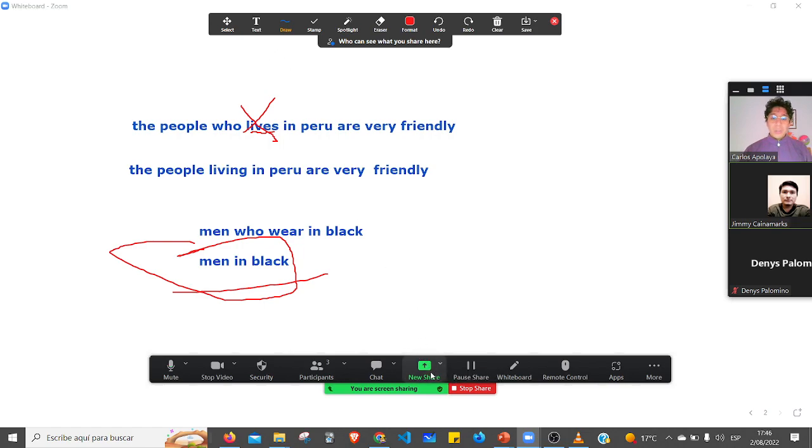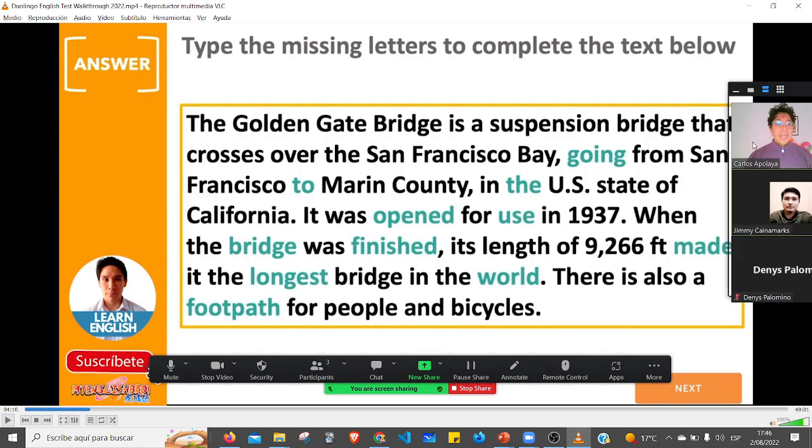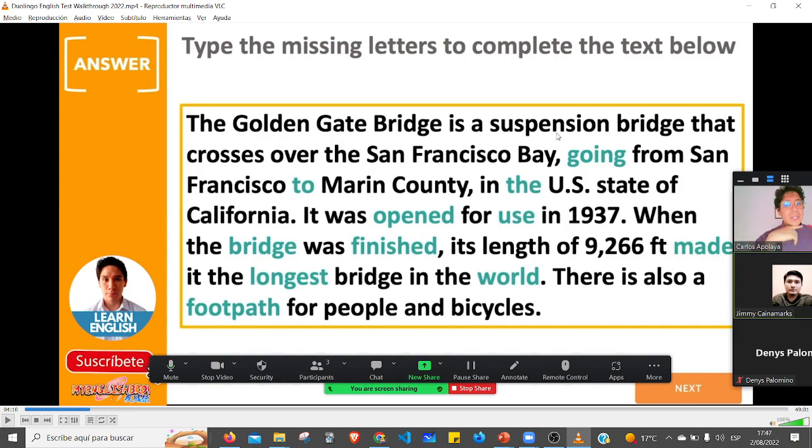Yeah. So, look at the example here. The Golden Gate is a suspension bridge that crosses over San Francisco, which goes from San Francisco to Marin County. Aquí tendría que ser goes from, right? Which goes, pero ese which goes lo elimino y lo pongo en ing. Going from San Francisco to Marin County. Y the Marin County, which is in the US, elimino el which is in the US. ¿Se entiende ahora sí un poquito mejor, Denise and Jimmy? Did you understand that part?